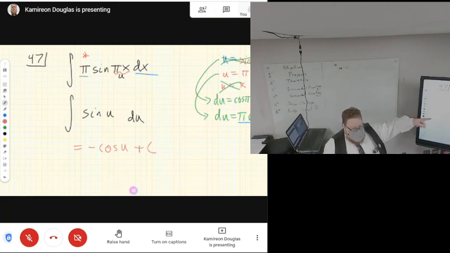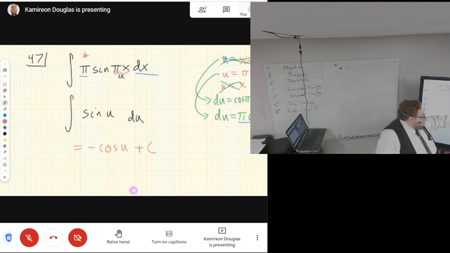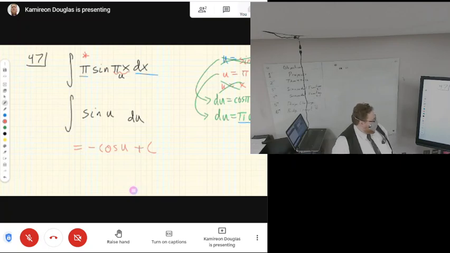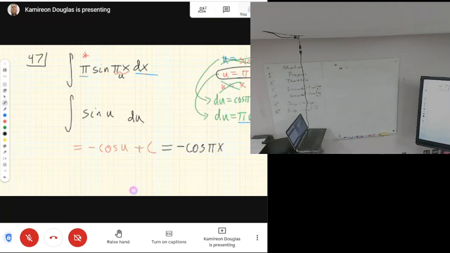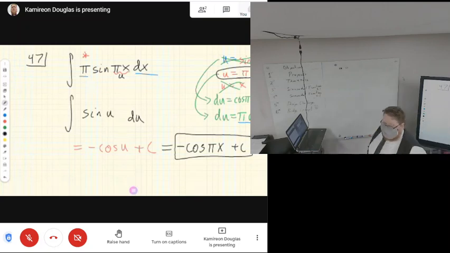Remember, sine's derivative is cosine. Cosine's derivative is negative sine. So if I already have sine, going backwards it will produce negative cosine. From there, remember to put it back in the correct form. I don't want something with u in it. I want something with x in it, so where there's a u, I replace it with pi x, so it becomes negative cosine of pi x plus c. And as with previous problems, I can always double check this using the first fundamental theorem of calculus by taking a derivative.